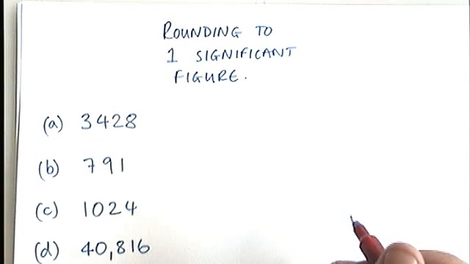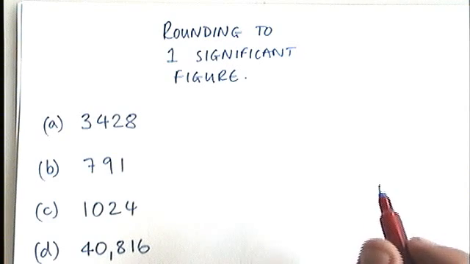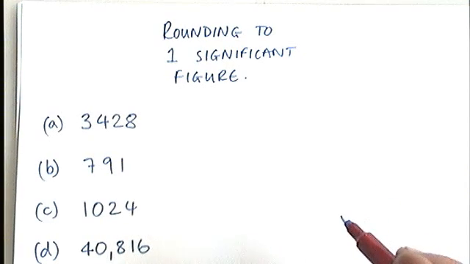Okay, rounding to one significant figure. This is a really important topic because this is the rule that you need to apply when you are estimating. It's very often in GCSE mathematics that you will get a question which says estimate the answer to this, and you will get no marks really unless you're using this rule to round your numbers.